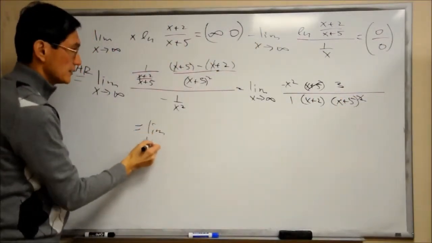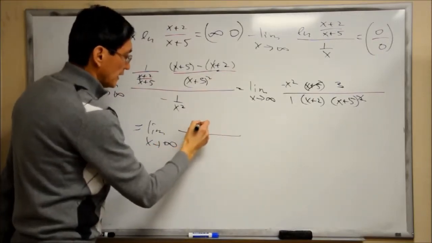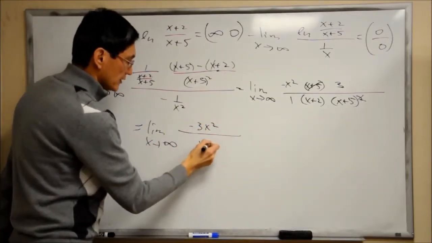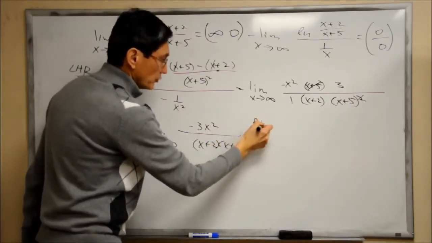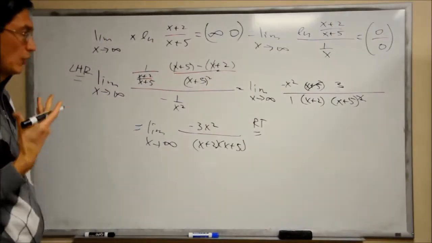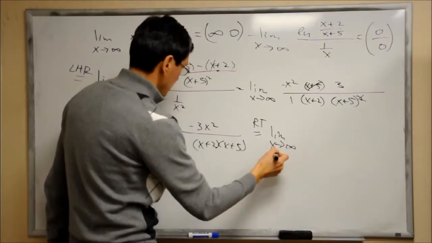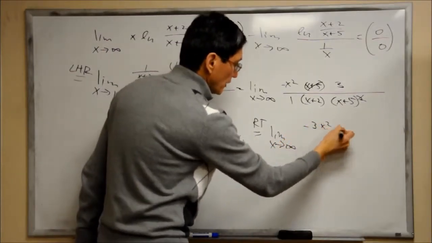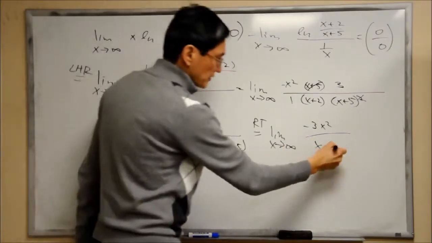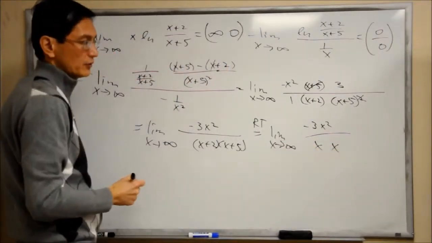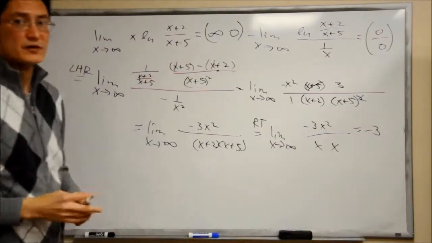So we'll do a little bit of algebra here. So we got limit as x approaching infinity, negative 3x squared divided by (x plus 2) and (x plus 5). And say at this point you use the rule of thumb or L'Hopital's rule twice. So we get limit as x approaching infinity, negative 3x squared. x is so much bigger than 2, 5 is so much less than x, so we get negative 3x squared over x times x, which is of course reduced to negative 3. So the answer for this problem is negative 3.